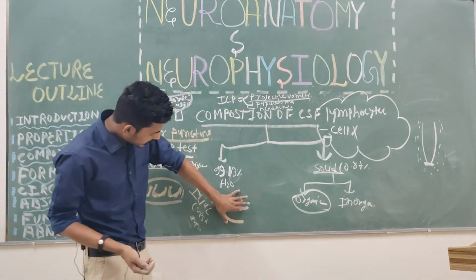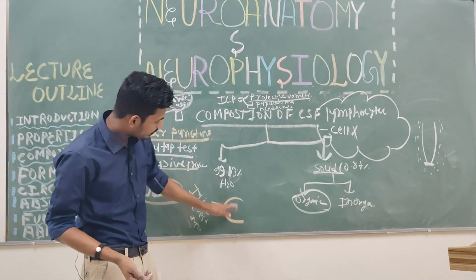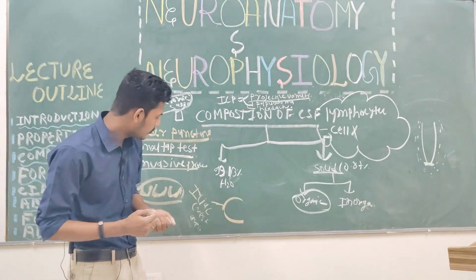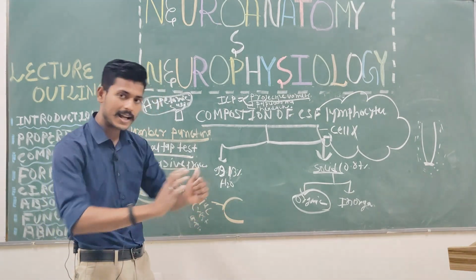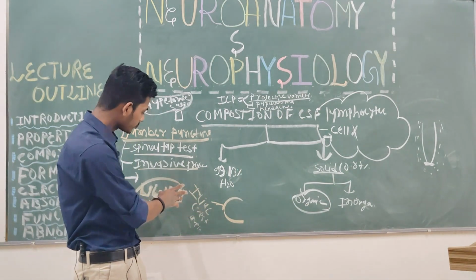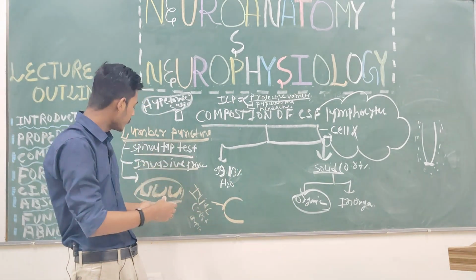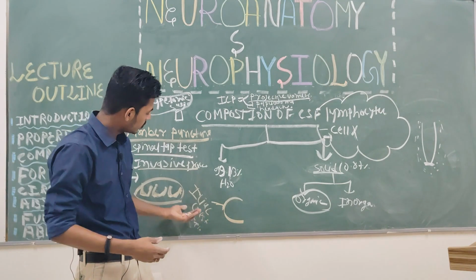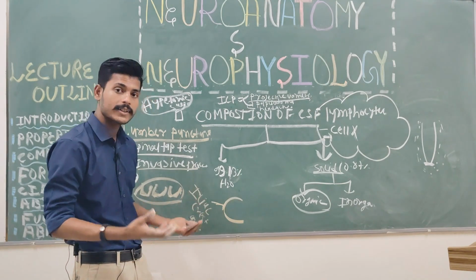Understood? So the patient is lying down on the couch in the knee chest bent position. The iliac crest area is marked, the needle is inserted, and in the 3 or 4 containers, the spinal fluid is collected.